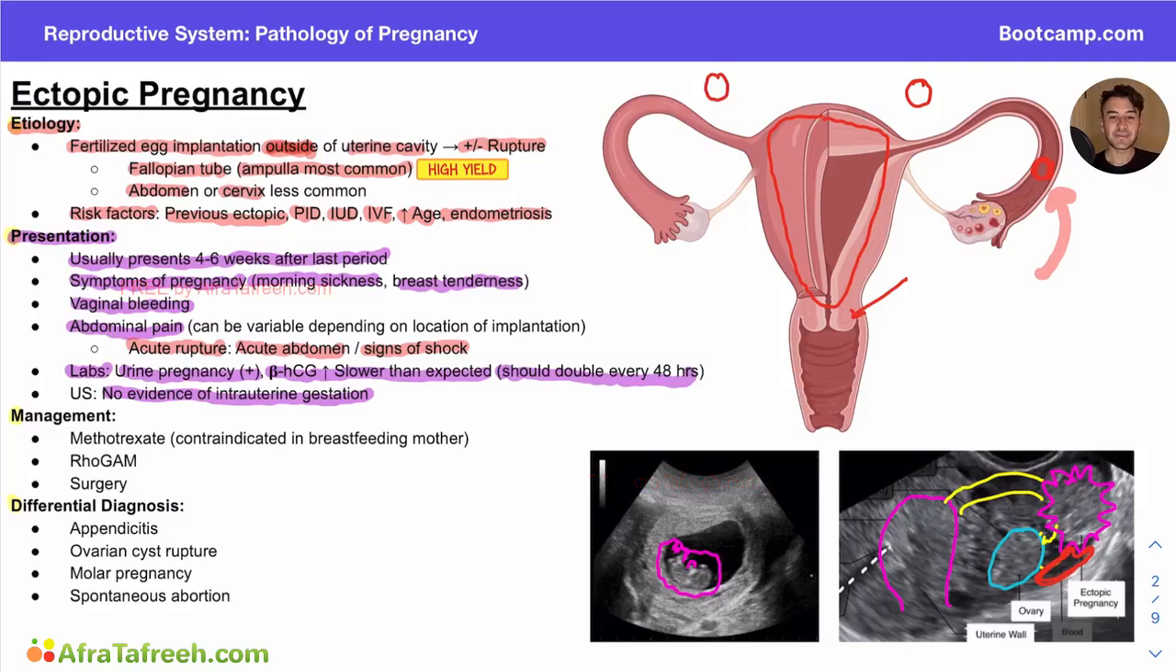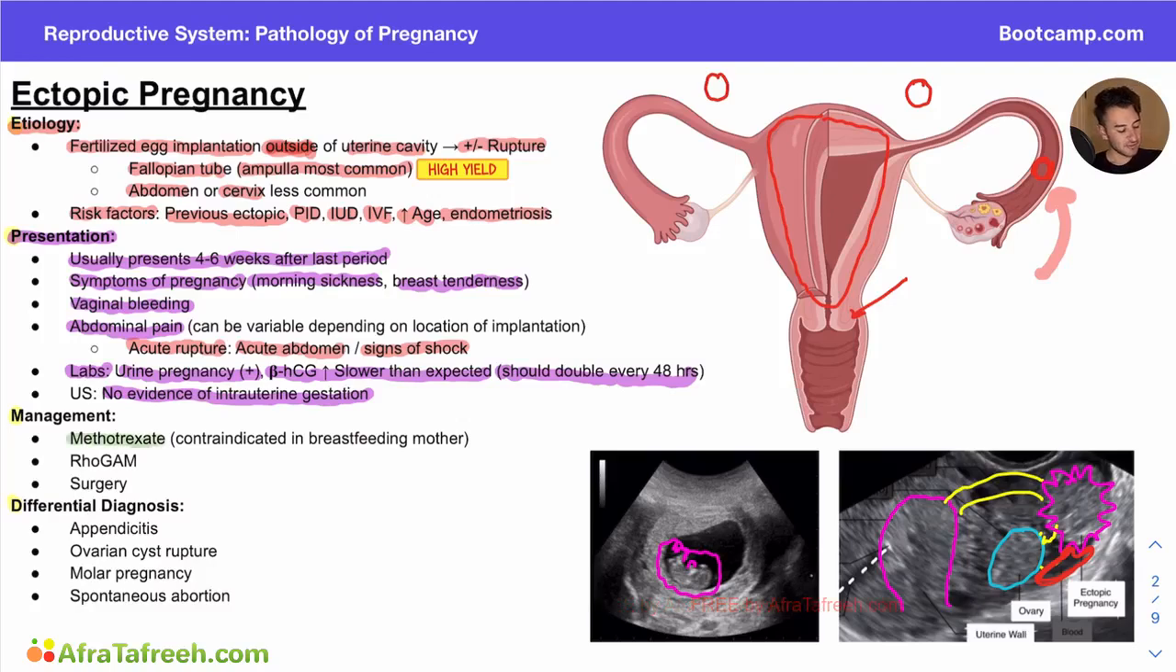In terms of the management of our ectopic pregnancies, it's really going to vary on the size of the ectopic pregnancy and where it is. And step one isn't really management heavy, so I want to tell you guys about the options for management, but it's unlikely that you'll be asked to have specific management guidelines memorized here for ectopic pregnancies.